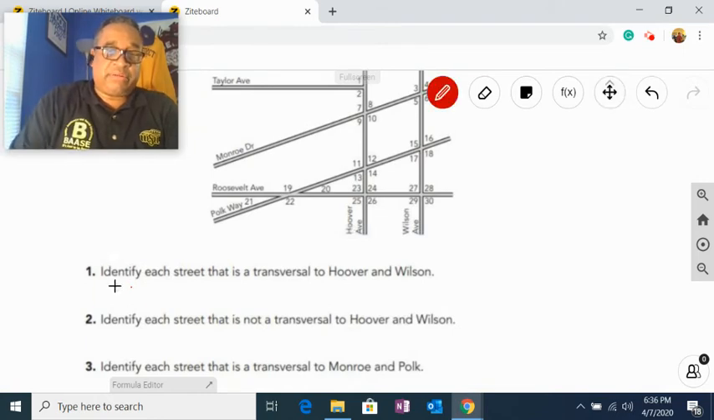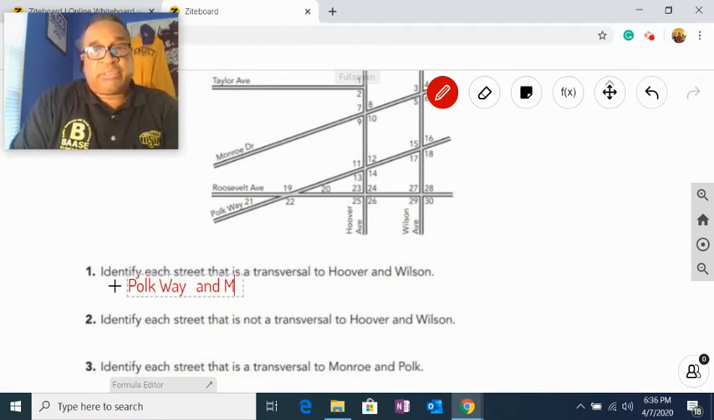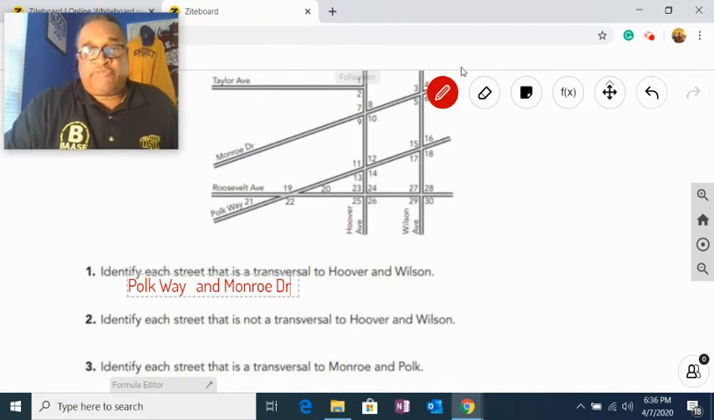If I can get it in there. Polk Way would be one. And how about Monroe? That would be Monroe Drive. That would be a transversal to Hoover and Wilson. See, that's Monroe there. That's Polk Way here. And here's Hoover and Wilson. Those are the two lines we're looking at.